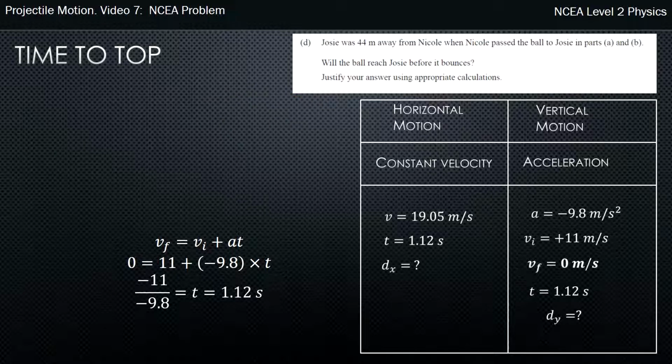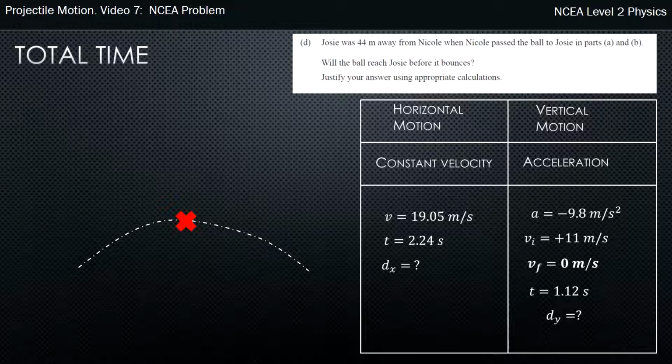So I can put that in my table now. But I don't want time to the top. I actually want the total time. So I've worked out half of the time. The total time is double that. So I just do double that, and that's what I've written in my horizontal side. The time it's in the air for is 2.24 seconds.